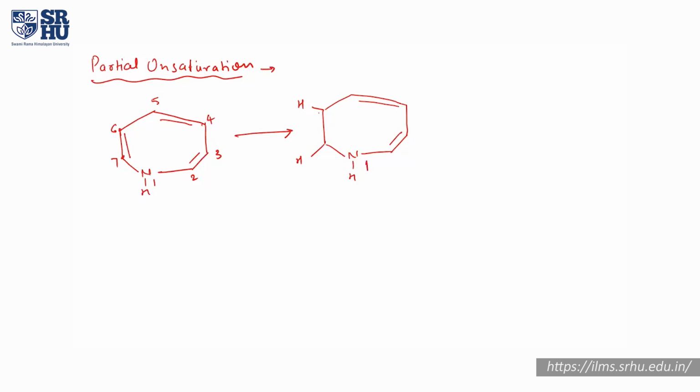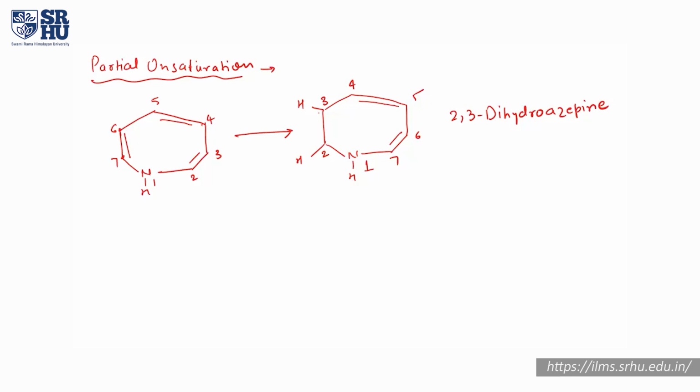So nitrogen will be given the first position, this will be given second, this third, then fourth, then fifth, then sixth, then seventh. Now we will first say the position of the saturation. It is 2, 3, meaning there are 2 hydrogens at 2 or 3. So we'll say 2,3-dihydro, and because this is a 7-membered ring, it is known as azepine. So this is how we do the nomenclature.